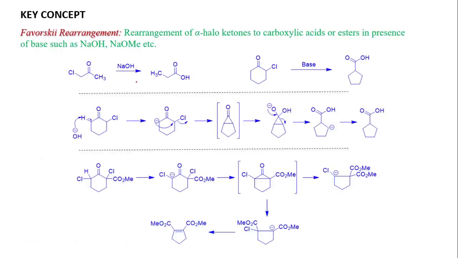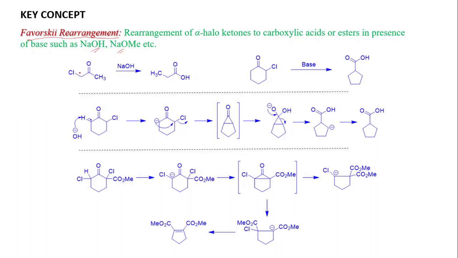Before moving to the solution part, let's have a look at the basic concept behind this question. The question involves a name reaction called Favorskii rearrangement. This is basically the rearrangement of alpha haloketones to the corresponding carboxylic acid or esters in presence of base such as sodium hydroxide or sodium alkoxide. Now, the rearrangement can take place in acyclic as well as in cyclic systems.